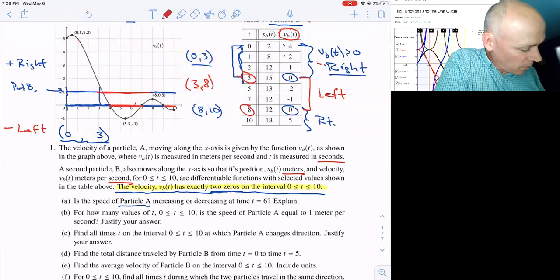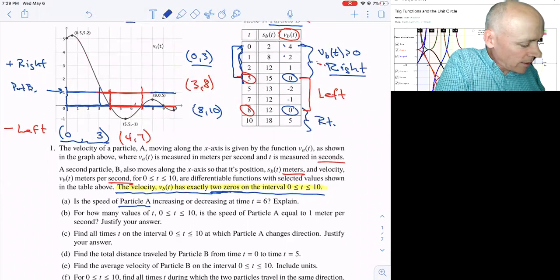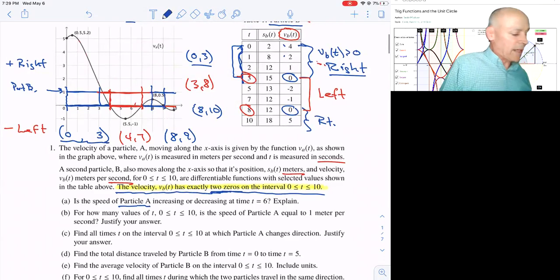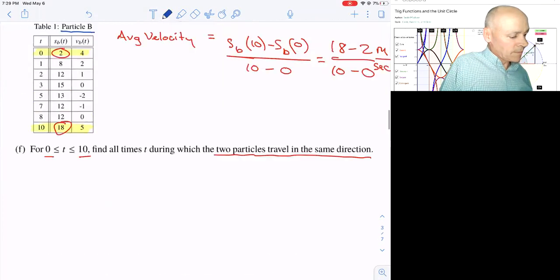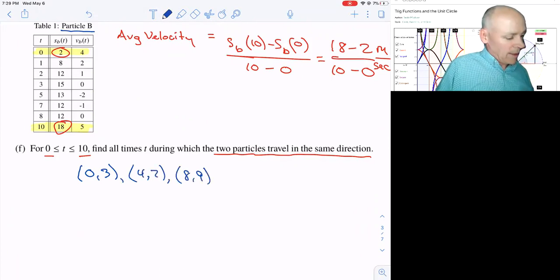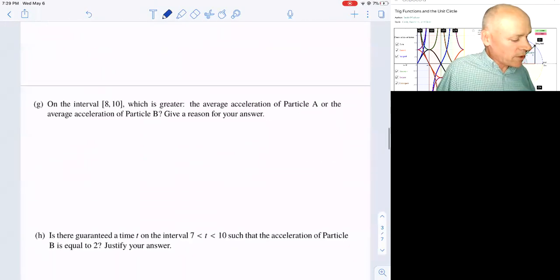And then it's also moving to the left over that interval from 4 to 7. And then it's also moving to the right on the interval from 8 to 9. Okay, so those three intervals, 0 to 3, 4 to 7, and 8 to 9, are the times where my particles are moving in the same direction. Okay? All right, so part G.